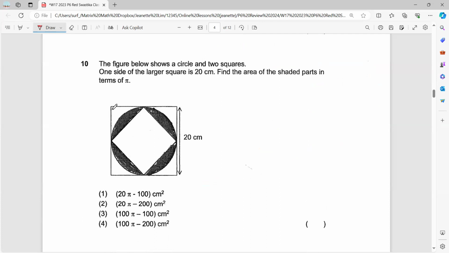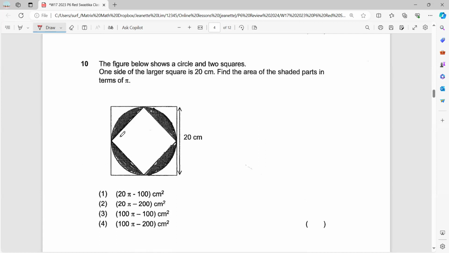Okay, so to find the shaded parts, it is actually a circle minus away the smaller square. All right, so there are 2 things we need to find: area of the smaller square, area of the circle. Let's look at the circle first. To find area of a circle, you need radius, because the formula is pi times r times r.